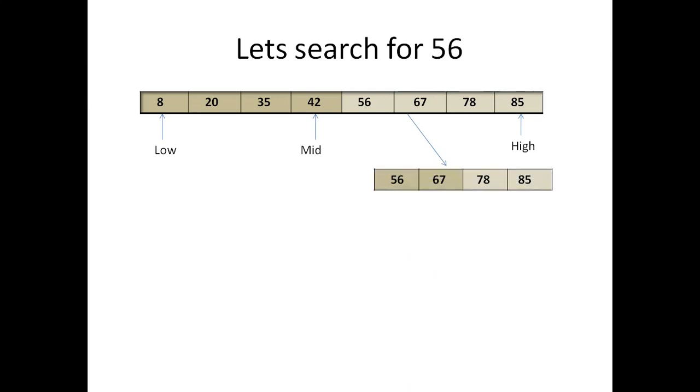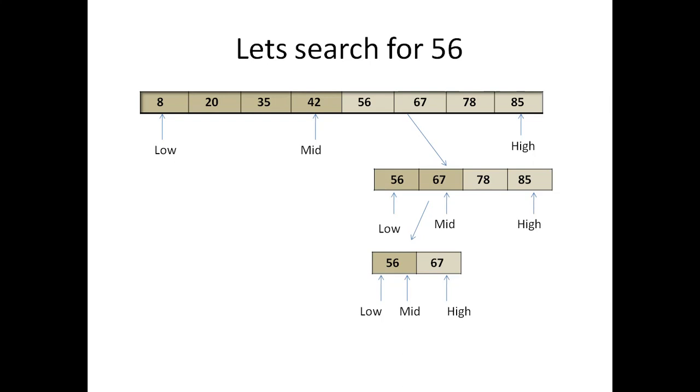Now, low is pointing to 56, mid is pointing to 67 and high is pointing to 85. Here key is less than mid, so we need to consider the first part. Now, low is equal to mid is equal to key. That is, we got our key and the position of the key is nothing but the value of mid.